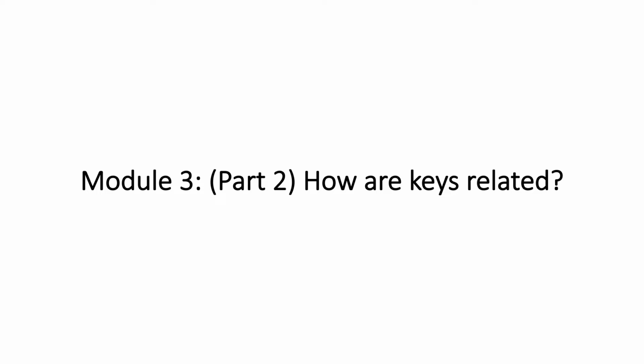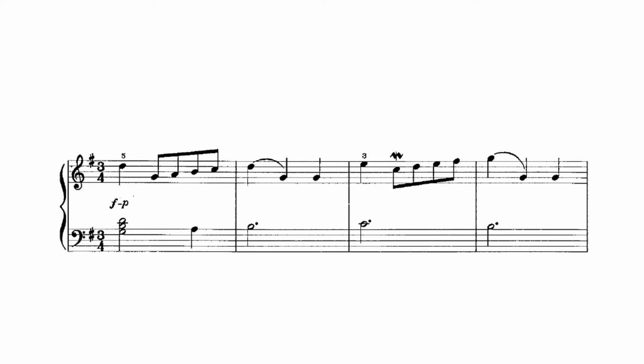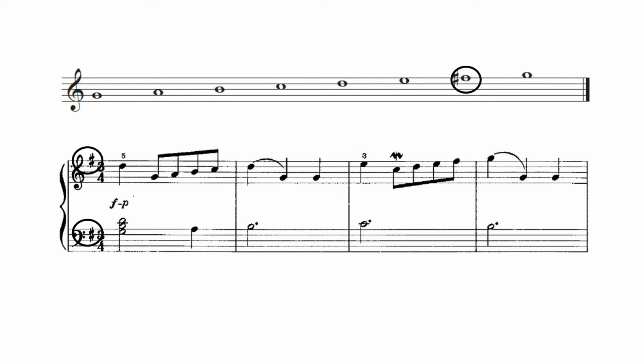All right, so just a little review. Here's our little piece of music. Here's our key signature with one sharp. And we think, okay, what scale has also one sharp? Oh, it's the G major scale with its one sharp. That's how we get the key of G major.